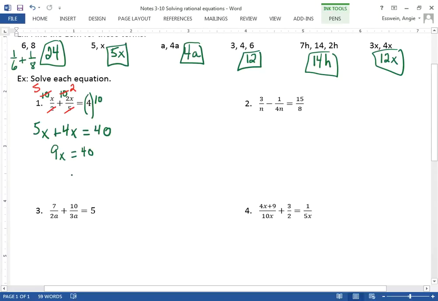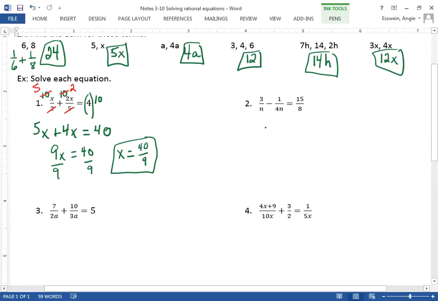And then to get rid of the 9, you divide by 9. And so it might be a little bit disturbing to you that you get a fraction for your answer, but there's nothing wrong with that. And I would simplify it if you can, but that's fine. Just leave it as an improper fraction like that.